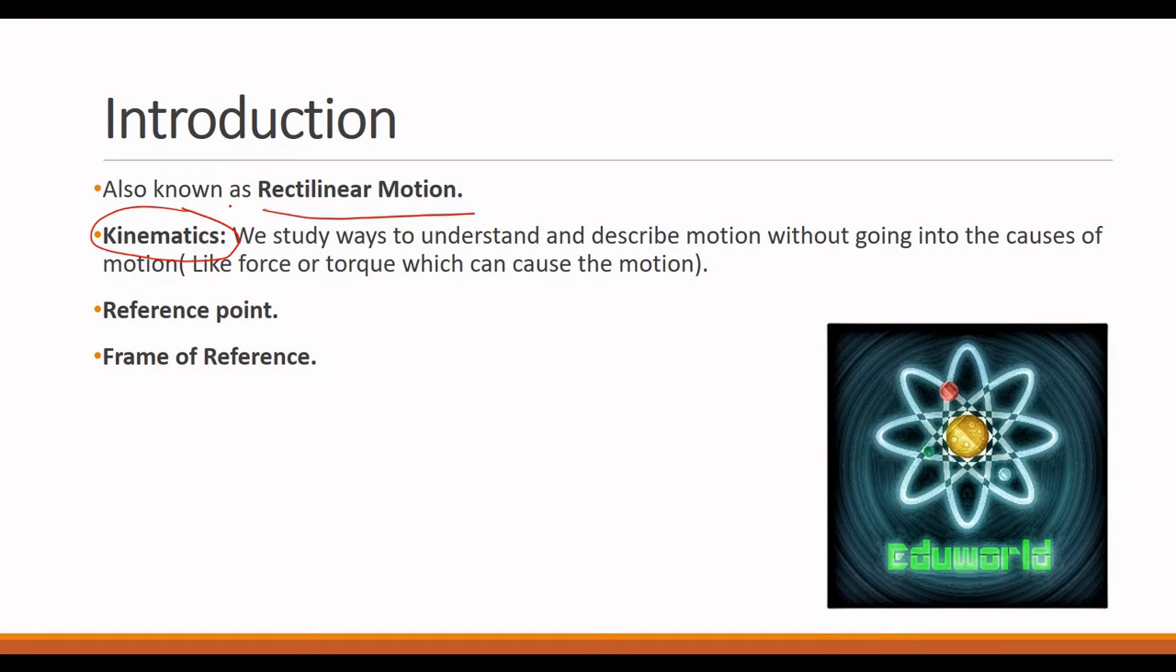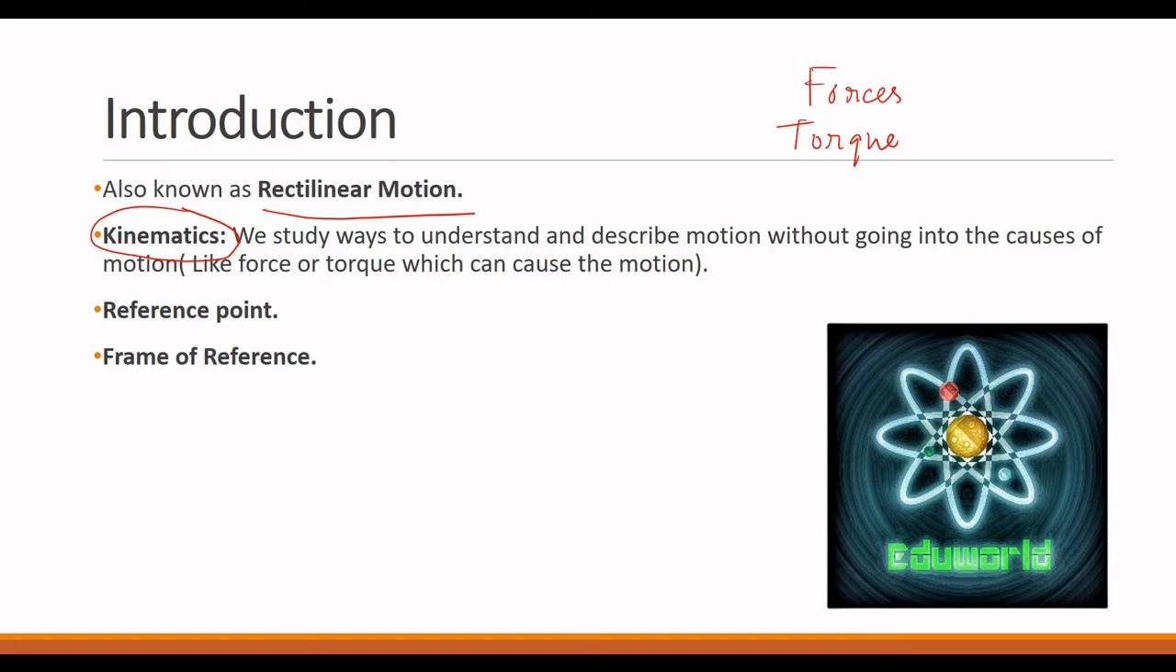Now we don't really bother about the causes of motion here. And what are the causes of motions? Causes of motions can be forces or torque or moment etc. But here we are going to only talk about the characteristics of motions. I mean how the object is moving and how we can characterize the movement of that object.